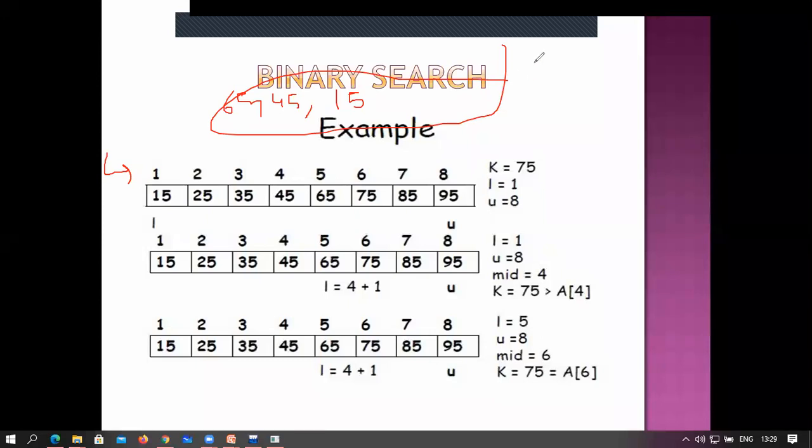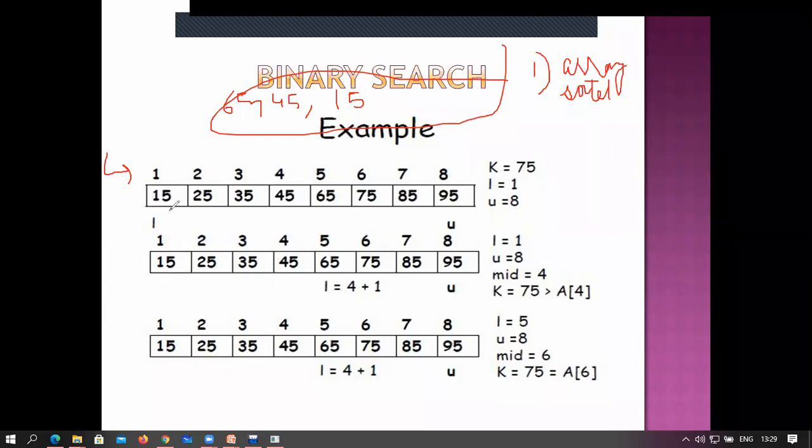So first condition, this thing you need to remember, and that is actually the disadvantage of binary search: your array should be sorted. If your array is not sorted, you can't apply binary search. Suppose your elements are present in the array in any order. First of all, I'm sorting them.